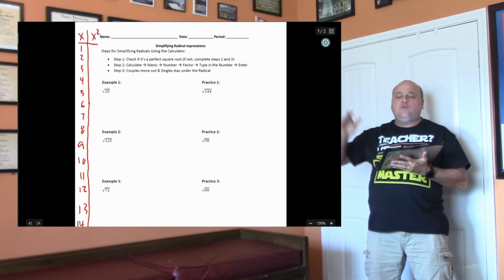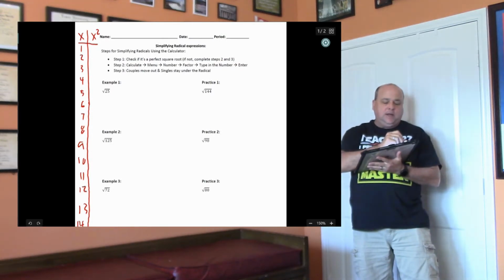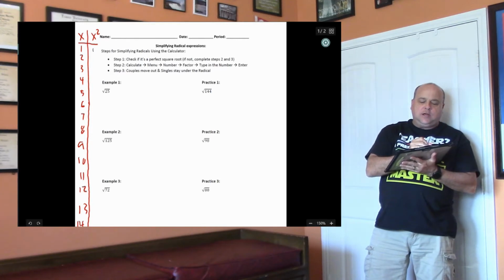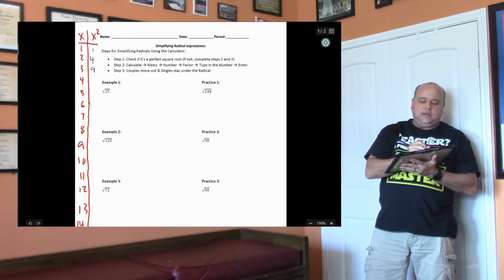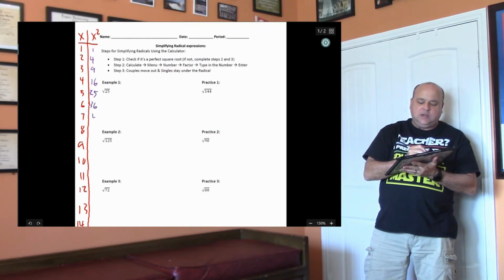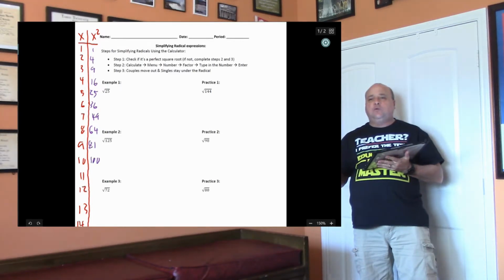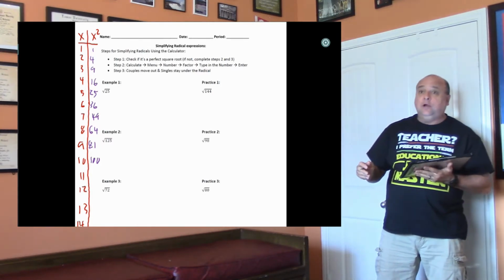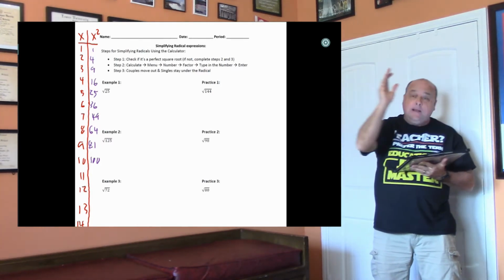Now on the right, we're going to do x squared. So 1 times 1 is 1, 2 times 2 is 4, 3 times 3 is 9, 16, 25, 36. You should have those memorized down to 10. 81, 100. Those are your perfect squares up to 10. You should know those. If you don't know them, you're going to be using the calculator, okay?